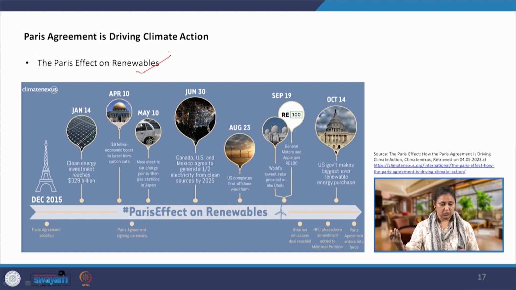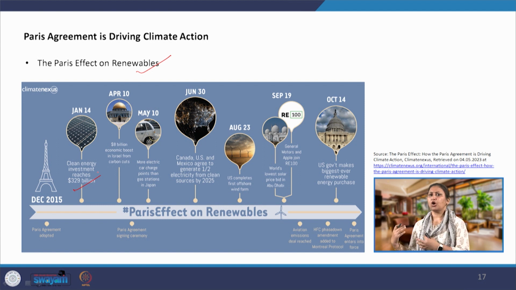renewable sources of energy. Again here, for the first time we saw that clean energy investment reached 329 billion US dollars. There is a lot of economic boost in Israel from carbon cuts, and more electric car charge points than gas stations in Japan. So, we are shifting to cleaner fuels. Canada, US and Mexico agree to generate half of the electricity from clean sources by 2025. So, this was adopted as a target. US completes first offshore wind farm.